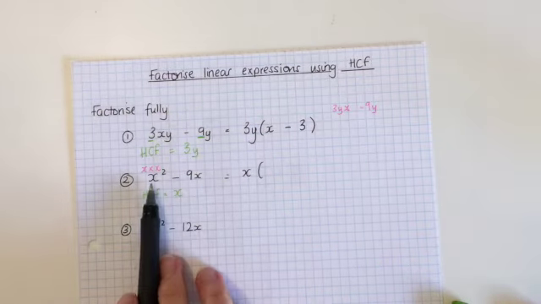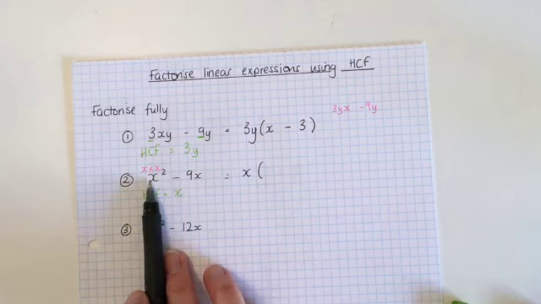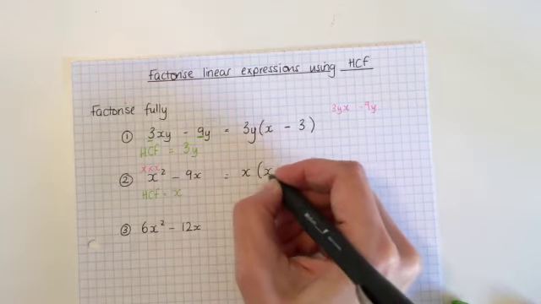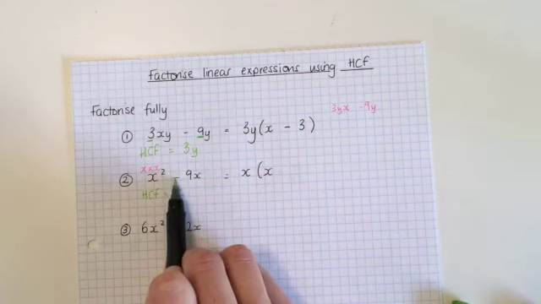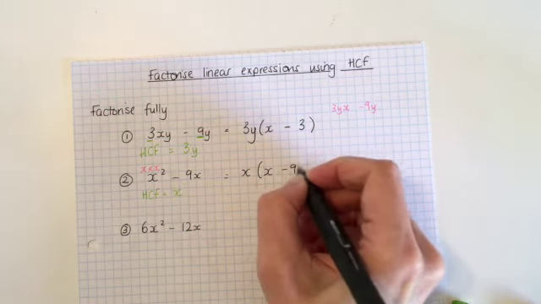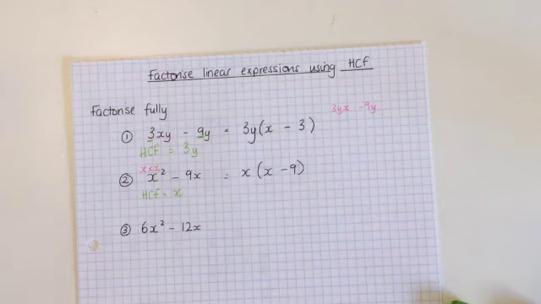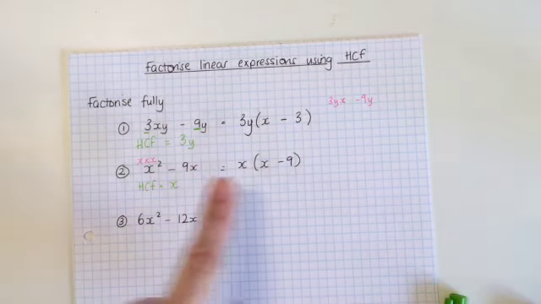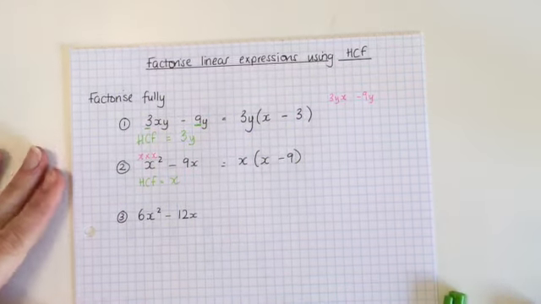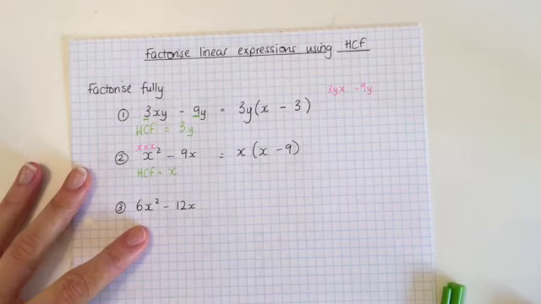So what do I multiply x by to get x squared? X. What do I multiply x by to get -9x? -9. You've got to think about the wording of it, how I'm saying it is what you need to think about. And as I said, if you're not sure, expand it back out and check that you get what you started with. Let's have a look at this last one then.